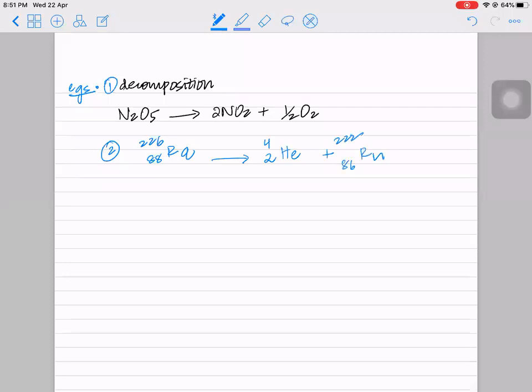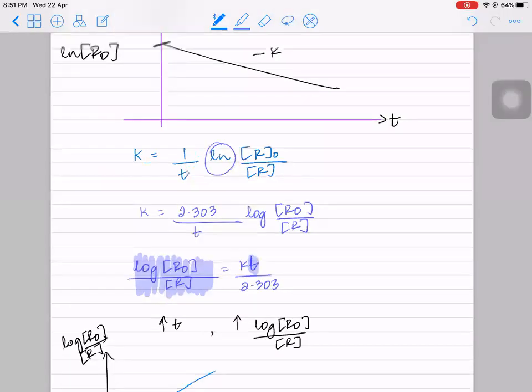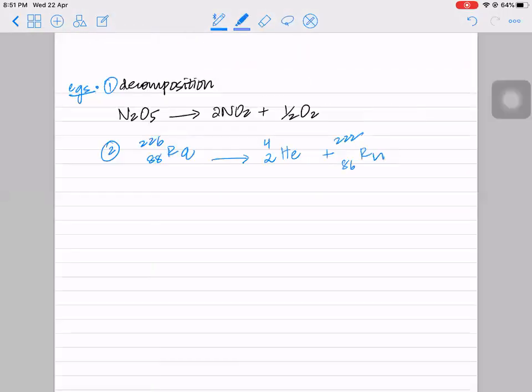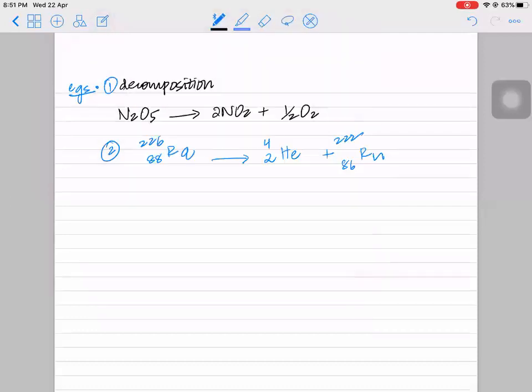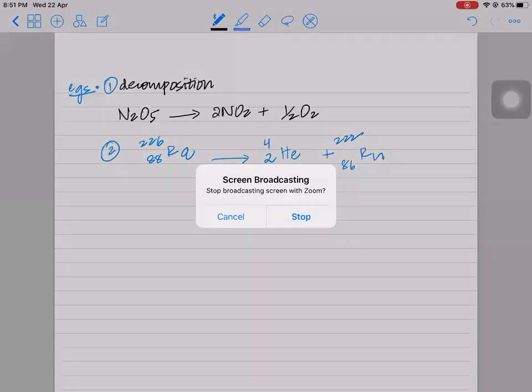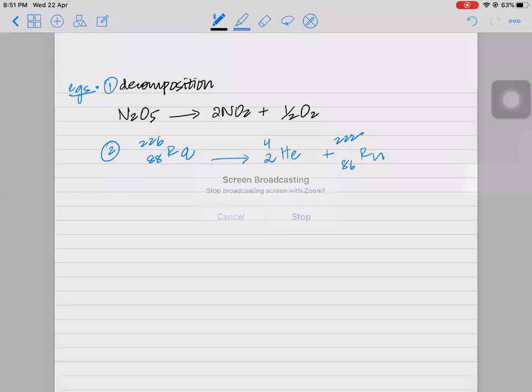And all of these, if you have all gaseous reactants or products, then instead of concentrations, you will be using partial pressures. And I'll just get to that after I'm done with this right here. Okay, so these are examples of first order reactions. We are using concentration. If you have all gases, then you will be using partial pressures. Okay.